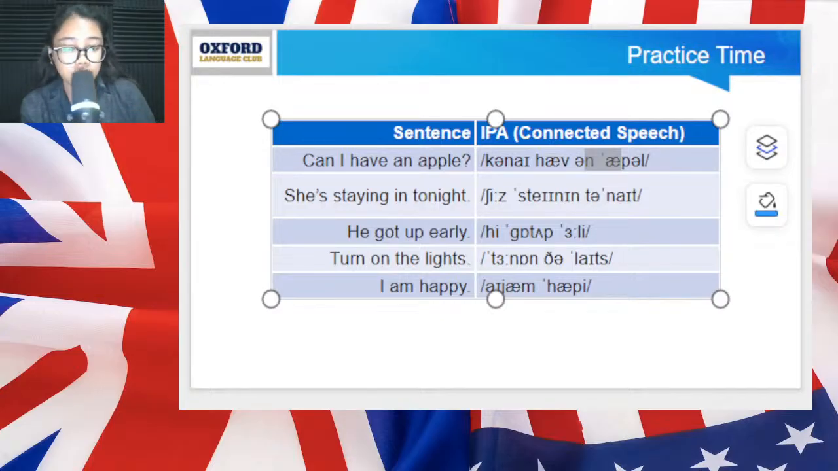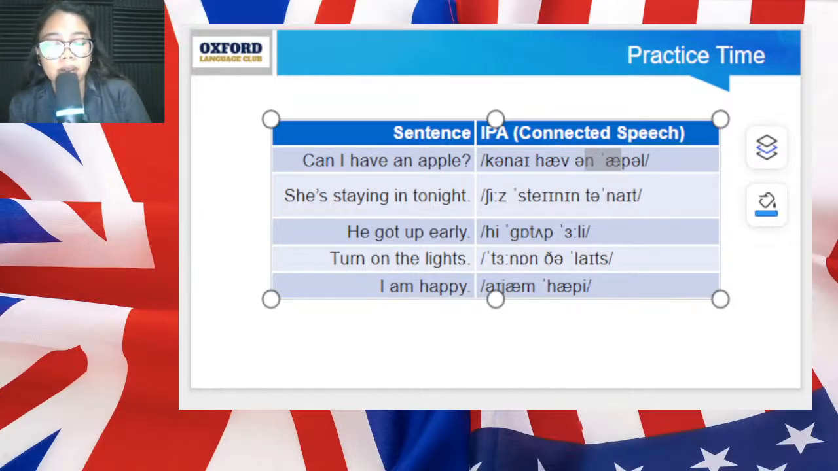Which is very different from the unconnected way. That's unconnected speech. We say it with linking words. The sounds of some words in the sentence are linked together for it to sound more natural, for it to be efficient when we say it. Can I have an apple? That's how you say it in connected speech.